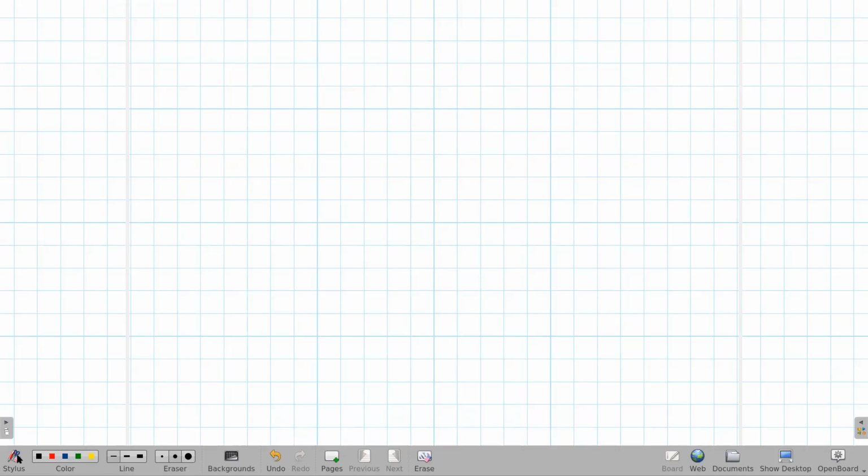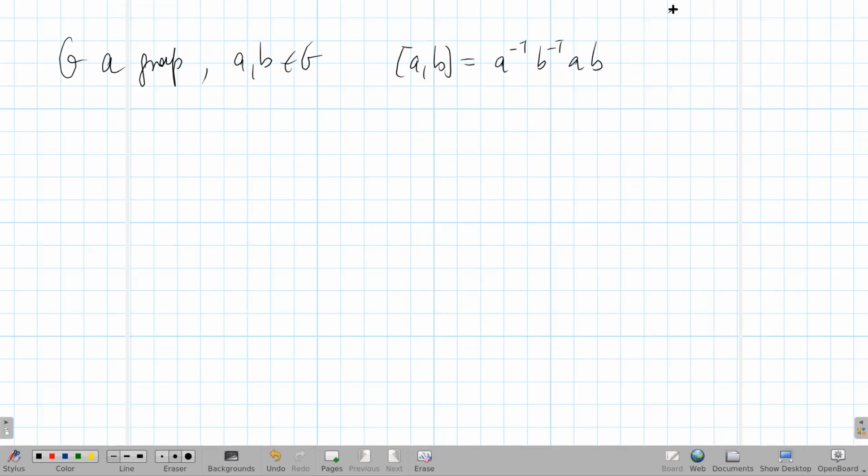We had finished yesterday's lecture by defining the commutator in a group. So G is a group, and A, B are elements of G, and the commutator of A and B is this product. As I mentioned yesterday, there's another definition, which I'll put in parentheses, in which you take A, B, A inverse, B inverse. This is the commutator you use when you do things from the left, whereas I do them from the right.